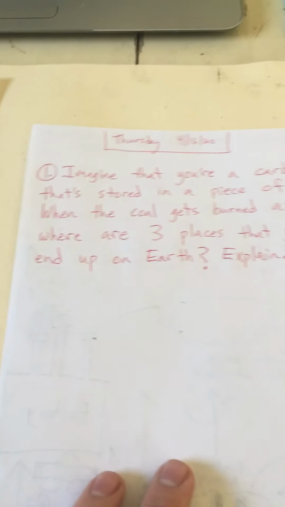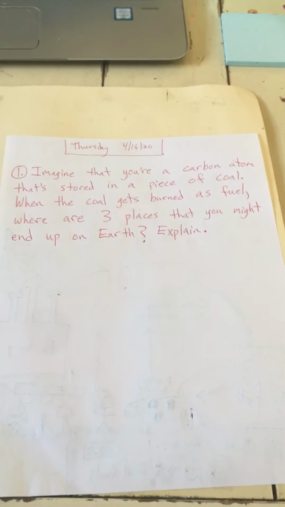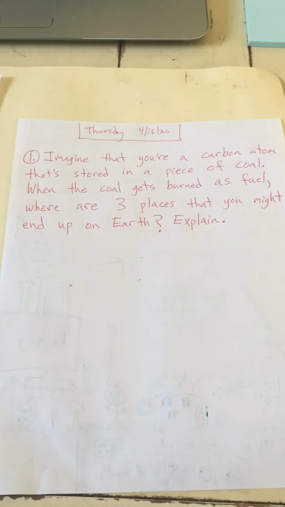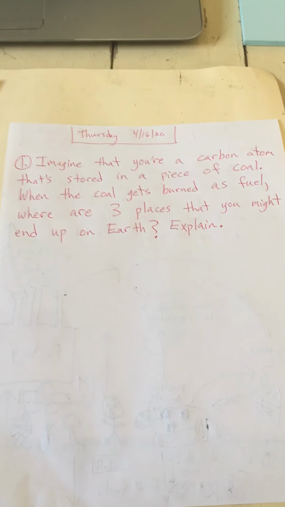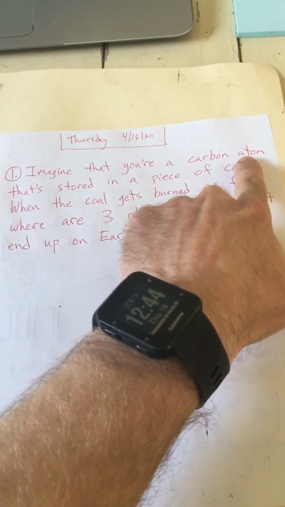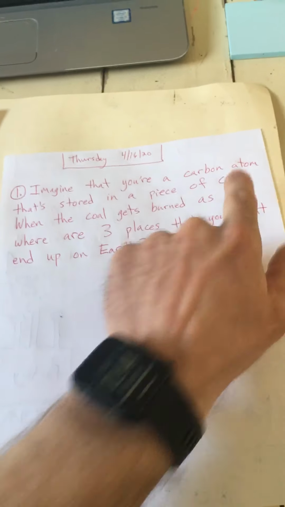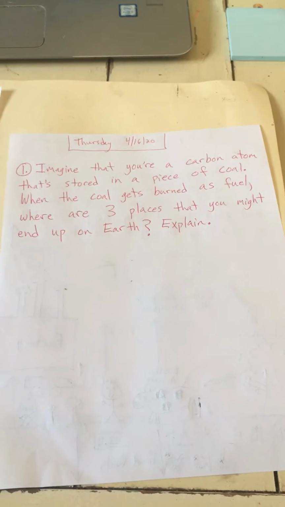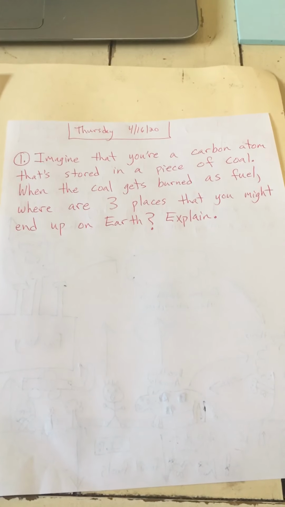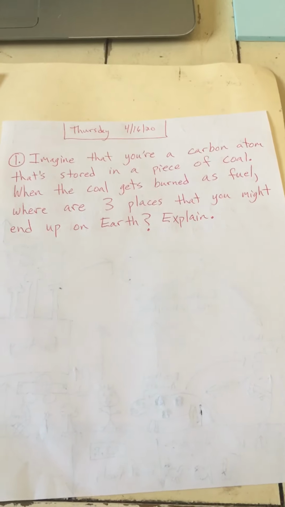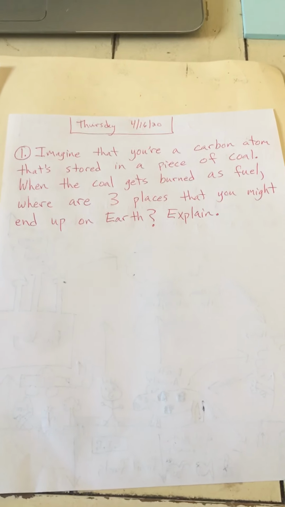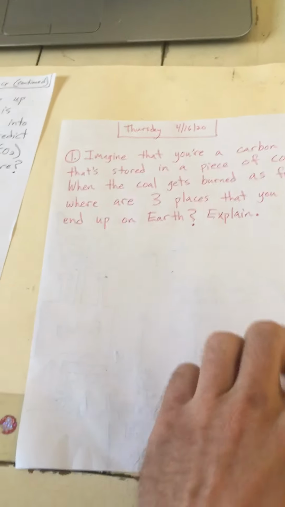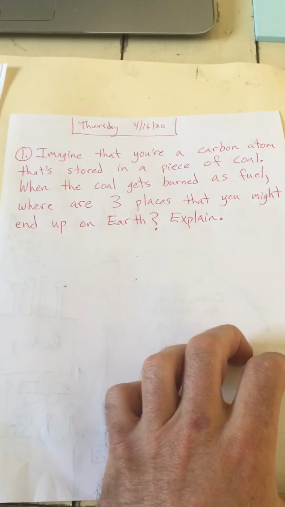All right. So Thursday, April 16th, here's a question I'd like you to think of, and we'll talk about it tomorrow. It says, imagine that you are a carbon atom that's stored in a piece of coal. So you're just a tiny, tiny little piece of carbon, and you are in coal. When the coal gets burned as fuel, where are 3 places that you might end up on Earth? Okay, so you're the carbon in the coal. When the coal gets burned, where are 3 places that you might end up on Earth? And I want you to explain why you would end up in those 3 places.